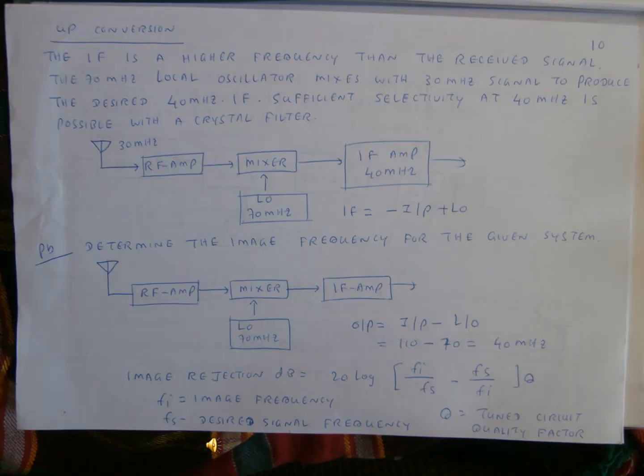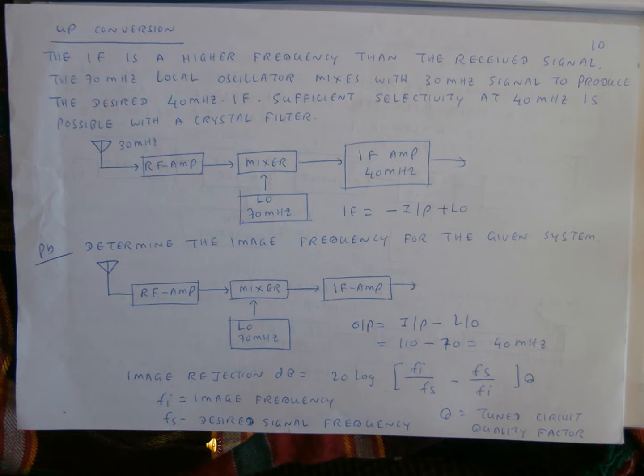Next one will be the up conversion. In up conversion, we can set up the frequency so that the intermediate frequency is higher than the received signal frequency. In this case, the 70 megahertz local oscillator is mixed with the 30 megahertz signal to produce the desired 40 megahertz. Sufficient selectivity at 40 megahertz is possible with a crystal filter. So in this case we are using the crystal filter. Crystal filters are suitable for filtering at 40 megahertz. In this case, we need to raise the frequency by combining with the local oscillator frequency.